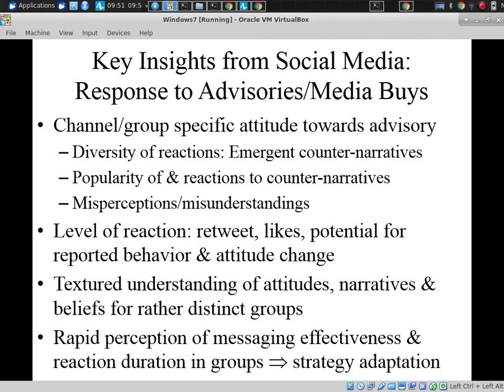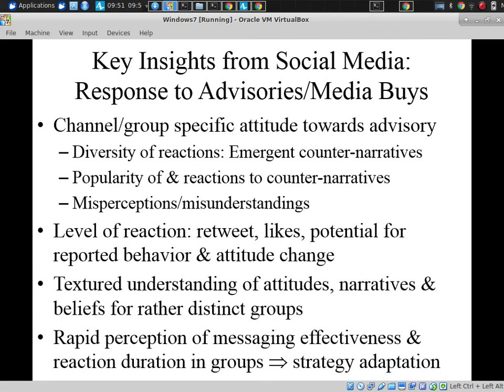Well, it can give us, in response to social media buys, attitudes for different subgroups, different particular channels as well, how people are reacting. What are the counter-narratives that are coming up out of your media buy for skeptical parties? What are the counter-narratives on the basis of fear that are coming up? How do people react to their counter-narratives? How many of them are liked or retweeted? This can give you a real sense of that.